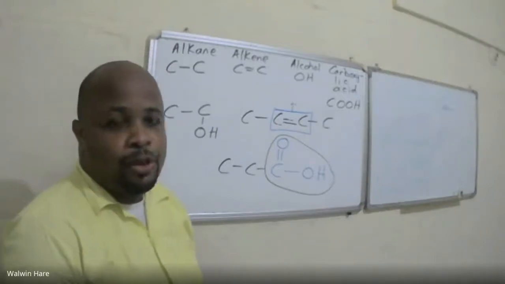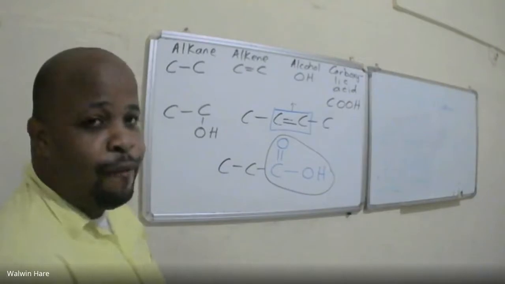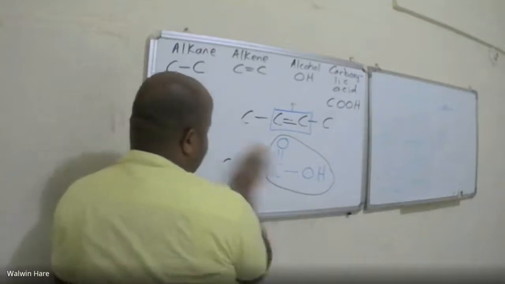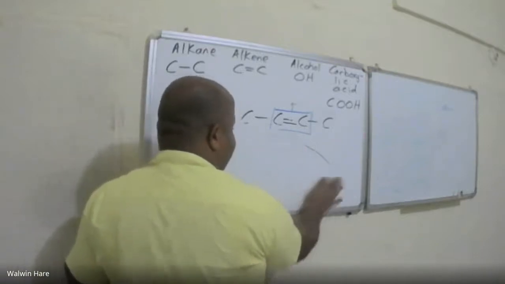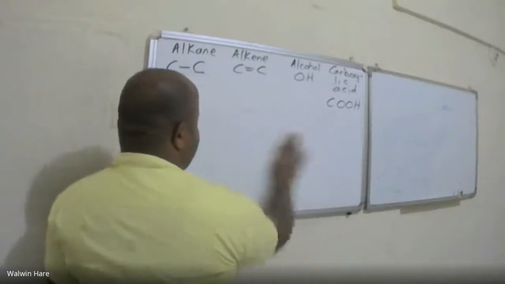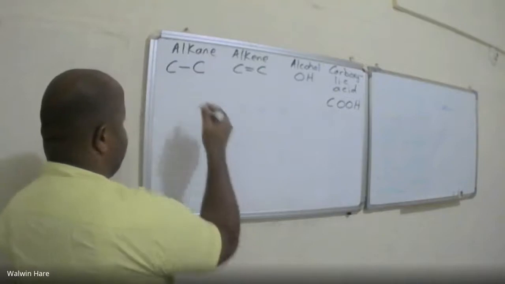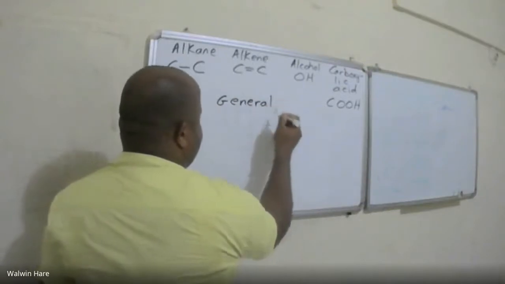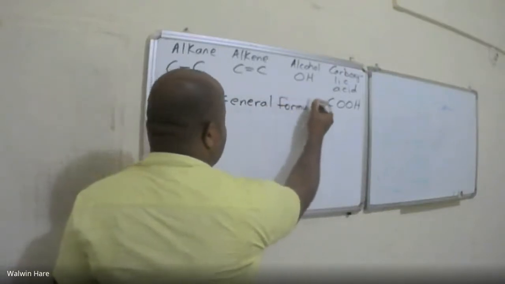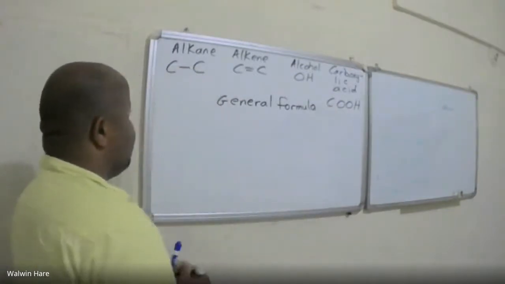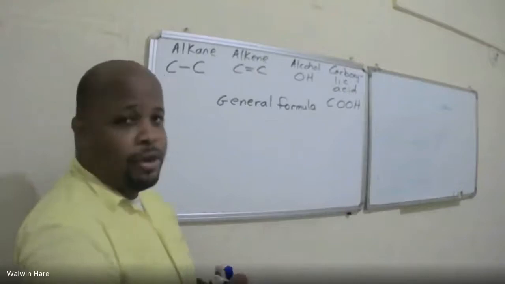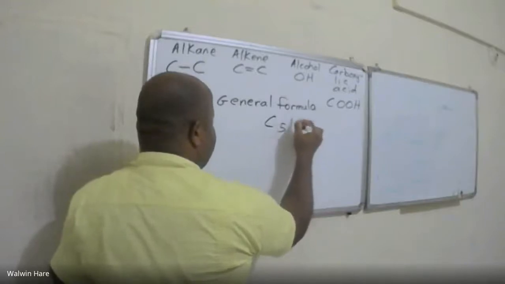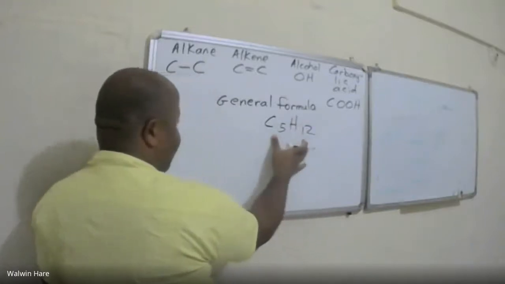The next thing we need to be able to use is what we call a general formula. So I'm going to show you now how to use that. Remember, if you have any questions, feel free to ask. I'm going to put a compound on the board first and show you how to use it. So let's say we have C5H12, right? That's the molecular formula.